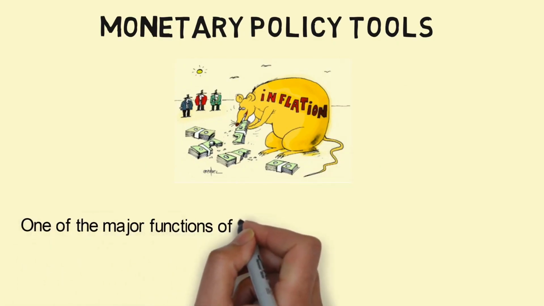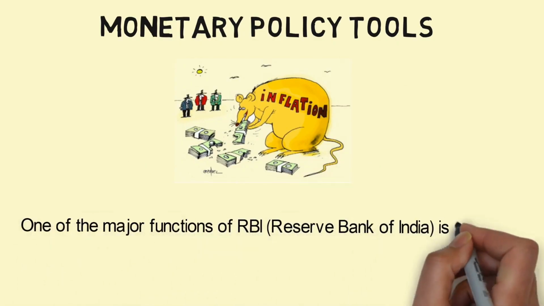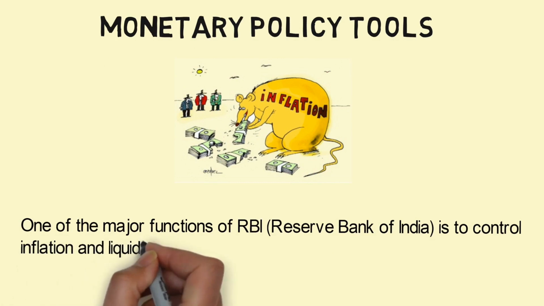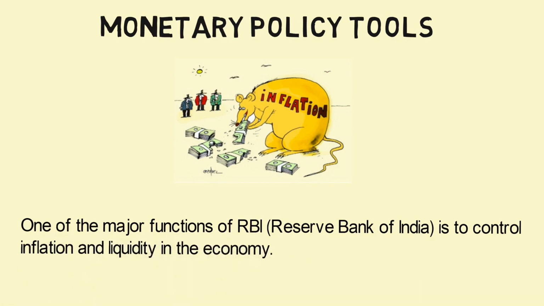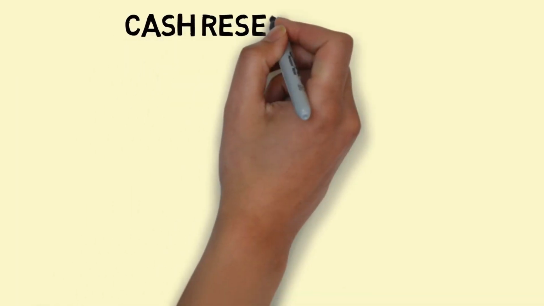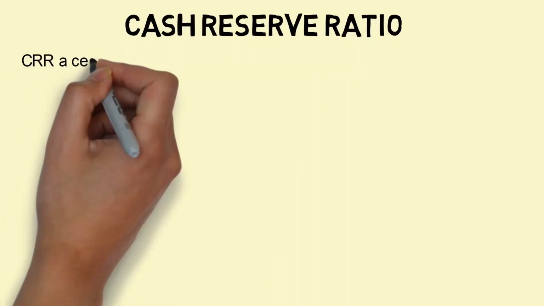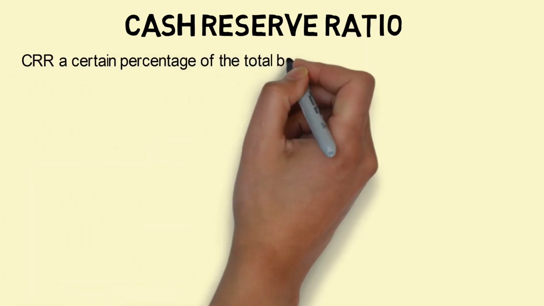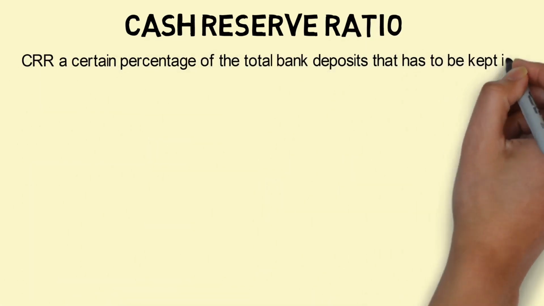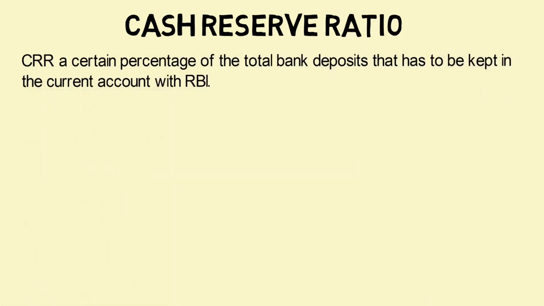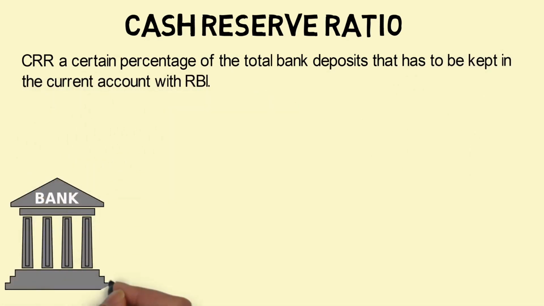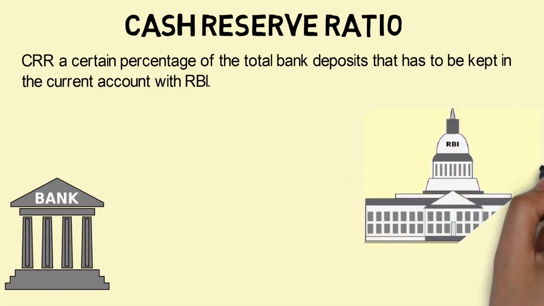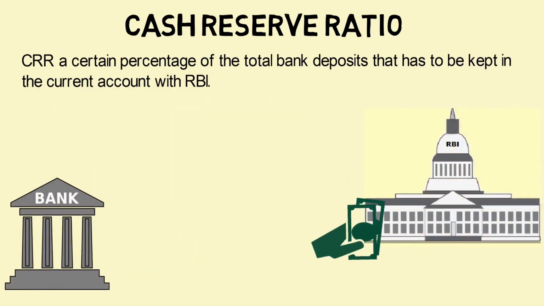Inflation and liquidity in the economy. Today I am going to discuss various tools with the RBI that directly impact the money supply in the economy. The first tool is the cash reserve ratio. CRR is a certain percentage of total bank deposits that has to be kept in the current account with RBI. This is the money that commercial banks need to keep with RBI.